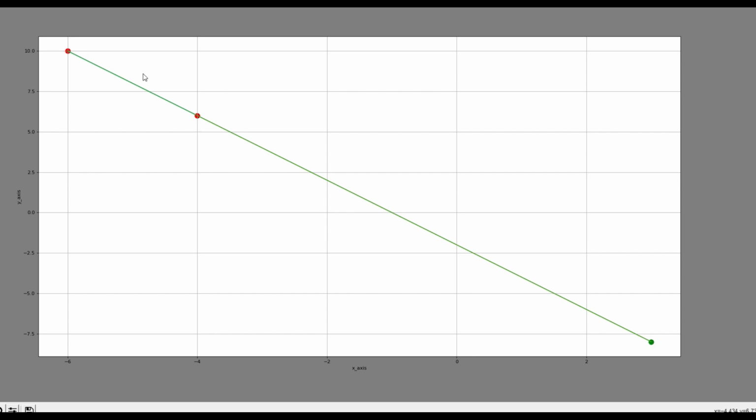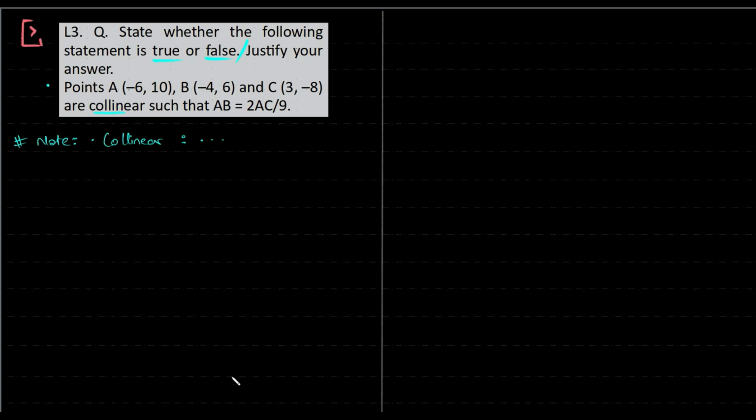So what does collinear mean? All these 3 points are on the same straight line. It can be more than 3 points. It just need not be 3. It can be more than 3. But yes, they're collinear in the same straight line. Okay, I hope you guys understood what does a collinear mean. Now on to talking about the other aspect.